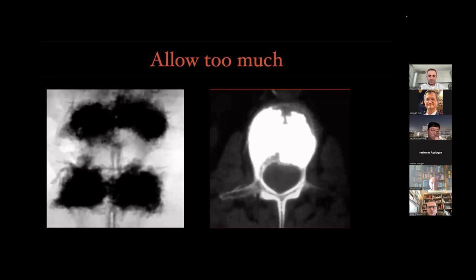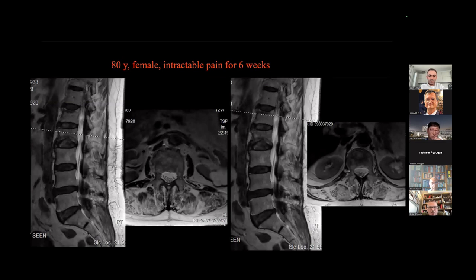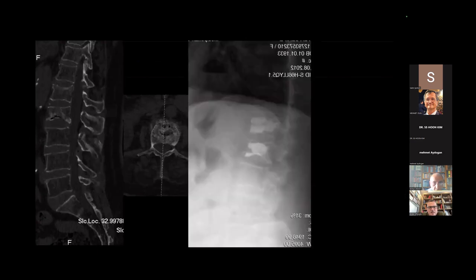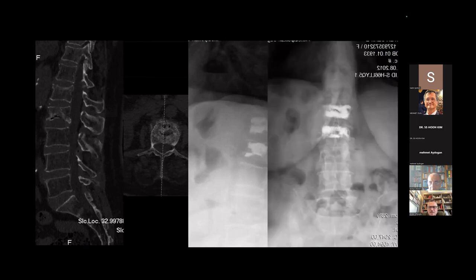Don't allow too much cement injection. I have some example cases. An 80-year-old female, intractable pain for 6 weeks. We can see the two-level grade 1 type 2 fractures, and you can see the fractures. We put in the cement with vertebroplasty.